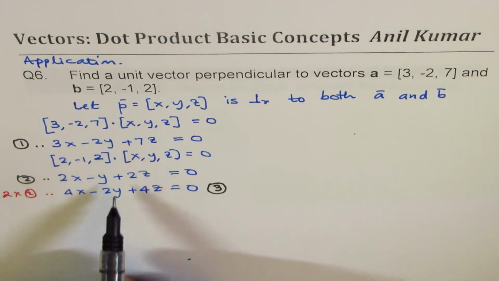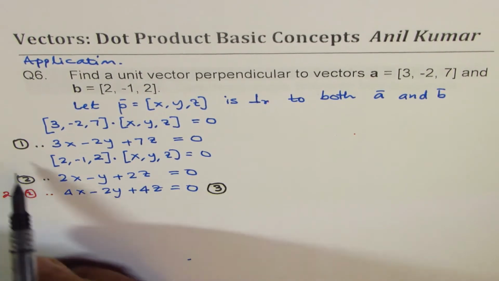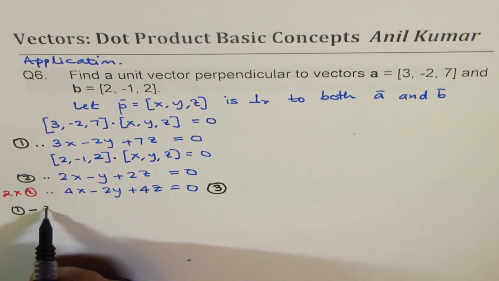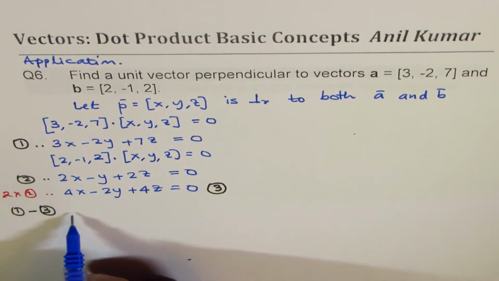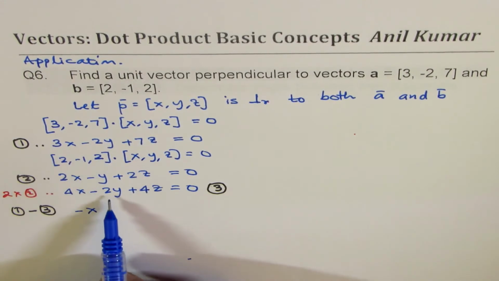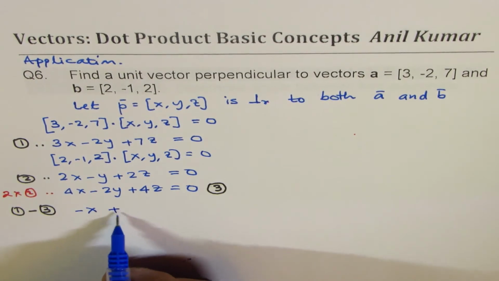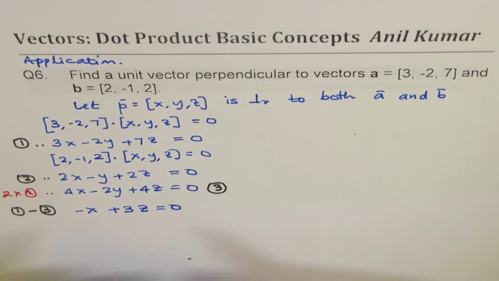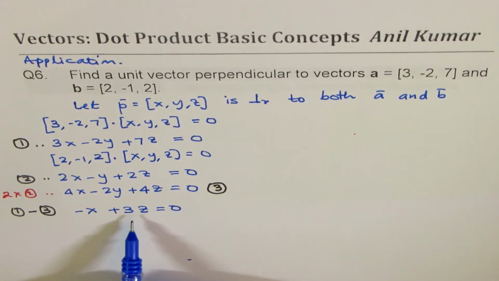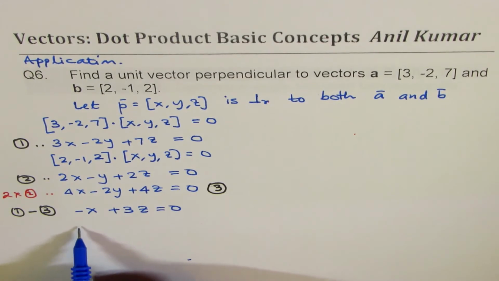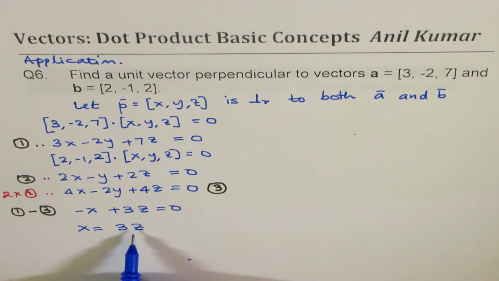So if you look at equation 1 and 3, we have made the coefficients of y the same, right? So if I do equation 1 take away equation 3, then 3x minus 4x gives us minus x, minus 2y is 0, 7 minus 4 is 3, so we get plus 3z equals 0, right? Now taking x to one side, we can say that x is equal to 3z. So we get x in terms of z.